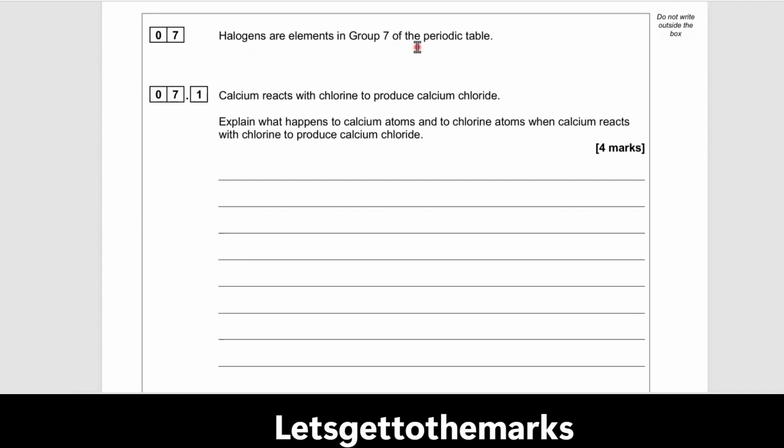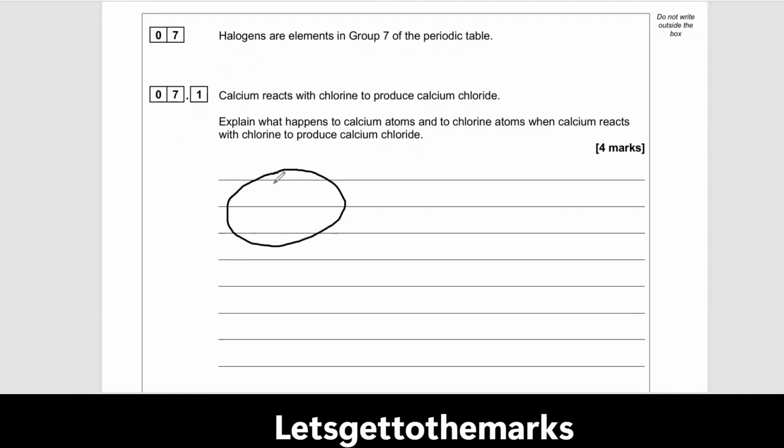Halogens are elements in group 7 of the periodic table. 7.1, calcium reacts with chlorine to produce calcium chloride. Explain what happens to calcium atoms and to chlorine atoms when calcium reacts with chlorine to produce calcium chloride. Very common question in AQA. This is probably more difficultly worded, hence why it's question 7. Often they'll draw you the diagram and give you a little bit more clues, but it's the same question that they've asked many times.